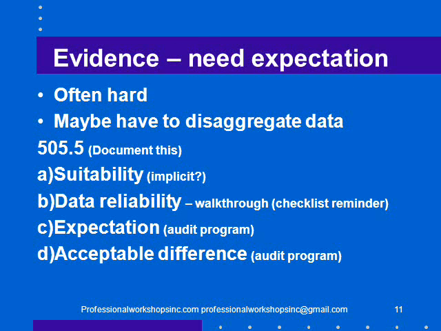Evidence gathering, you need an expectation, and it's getting more difficult as business changes more quickly to come up with an expectation. In textbooks, it's very easy to say we have a gross margin of 50%, and you can do an analytical procedure and see if that's present or not. Business is changing, lines of business are changing. It's often very difficult to find those expectations in real life.